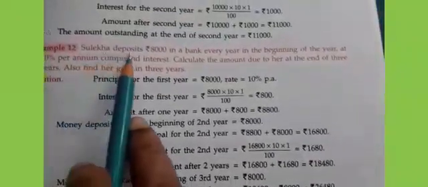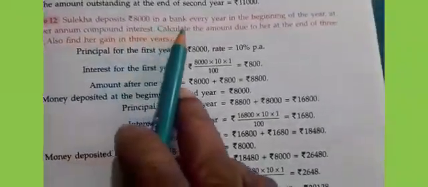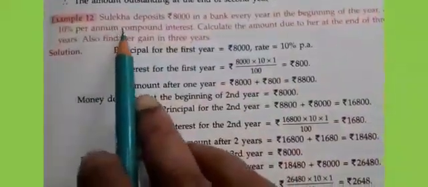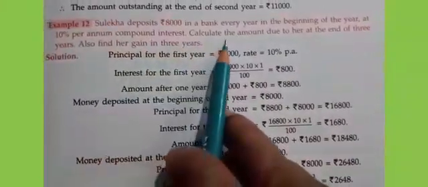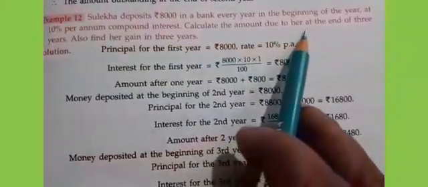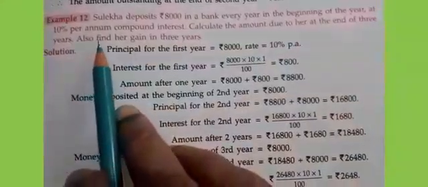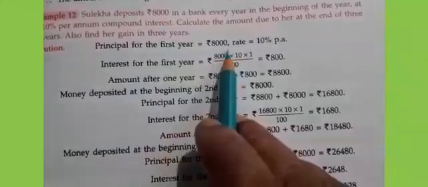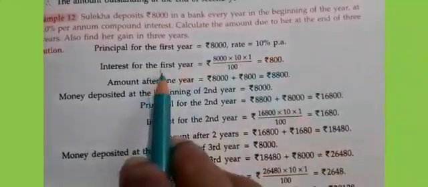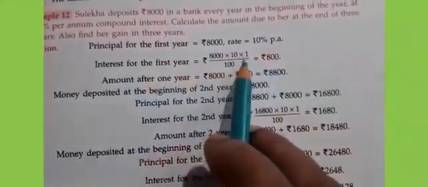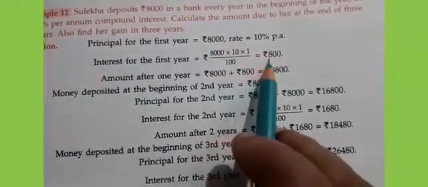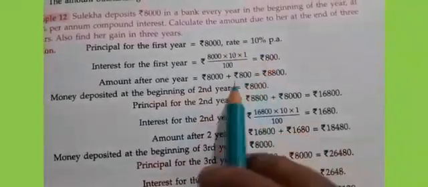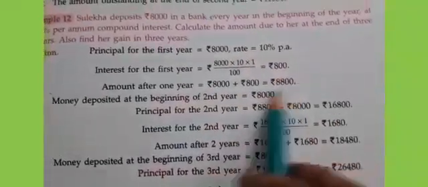Example 12. Sulekha deposits rupees 8,000 in a bank every year in the beginning of the year at 10% per annum compound interest. Now calculate the amount due to her at the end of 3 years. Also find her gain in 3 years. So principal for first year we have 8,000, rate 10%, therefore interest for first year will be rupees 8,000 into 10 into 1 by 100, that is rupees 800. So amount after 1 year will be principal plus interest, that is rupees 8,800.